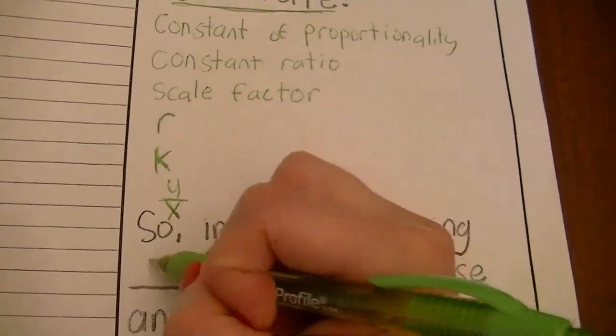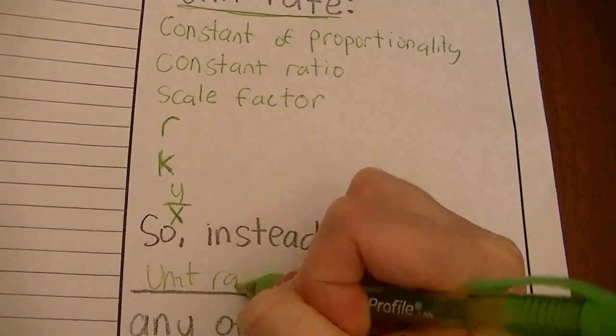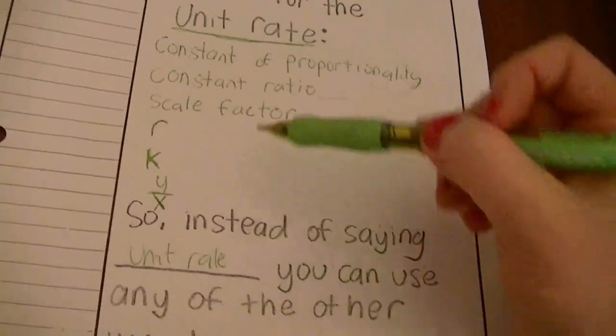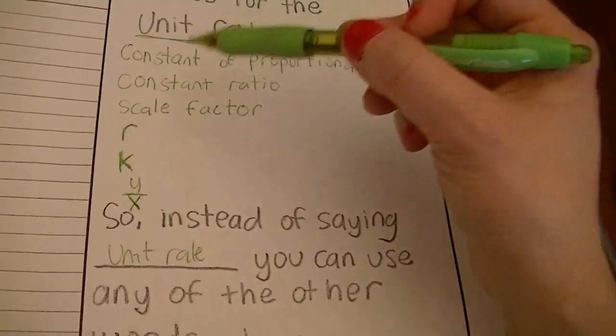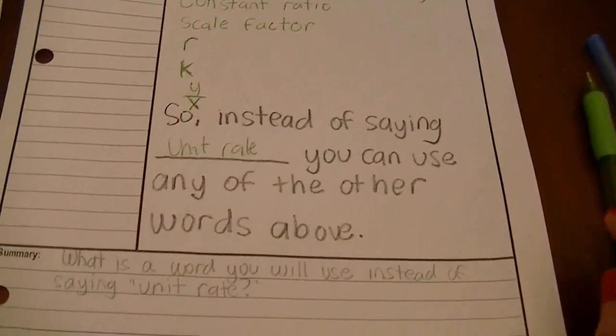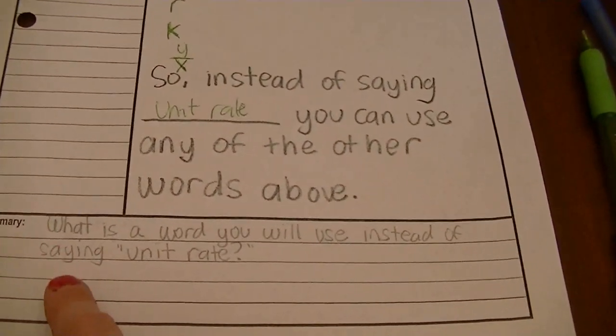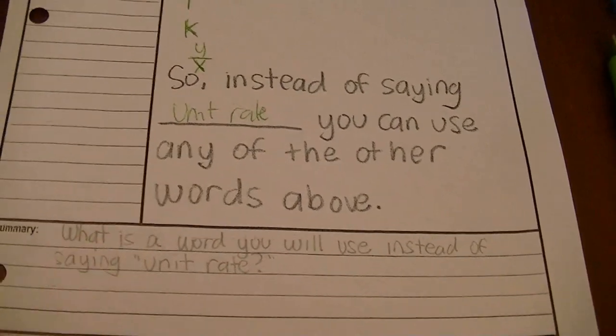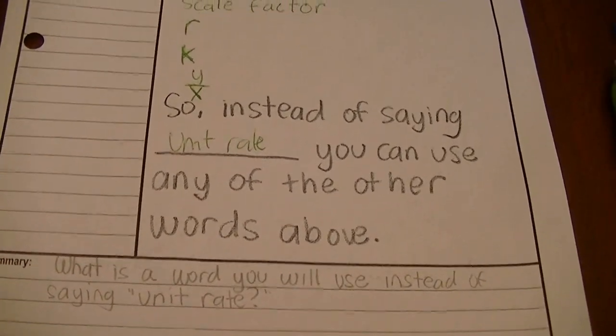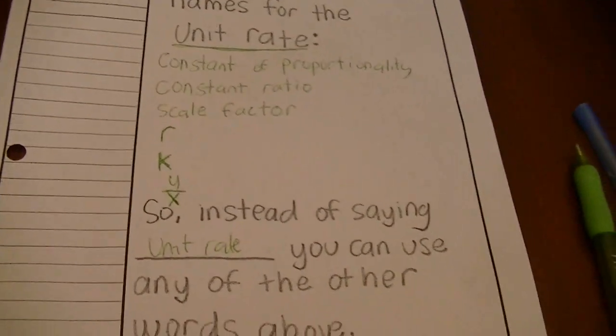So instead of saying unit rate, you can use any of these above, okay? So answer the summary. What's a word that you're going to use instead of saying unit rate? Which one would you use? Okay, bye.